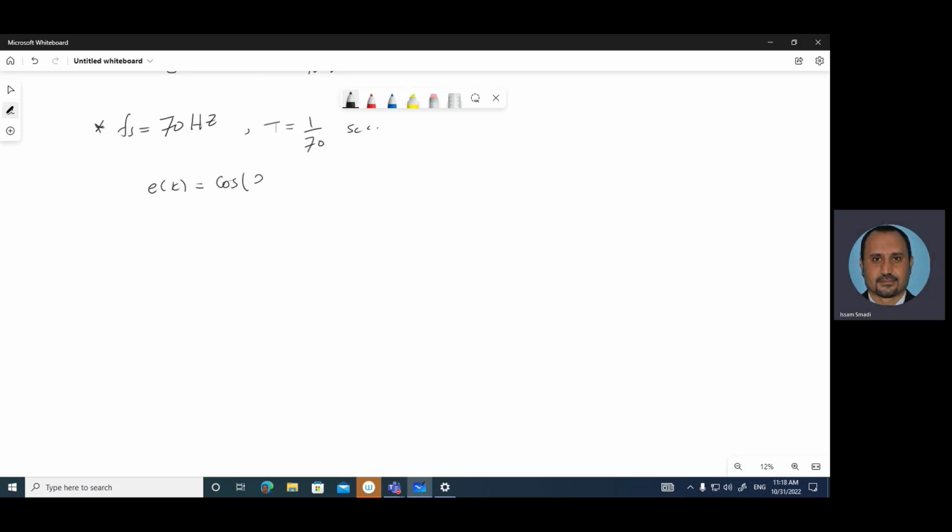cosine of 20 pi k over 70 plus cosine 100 pi k over 70. Now, this one will equal cosine 2 pi k over 7. Yep. Plus cosine 10 pi k over 7.